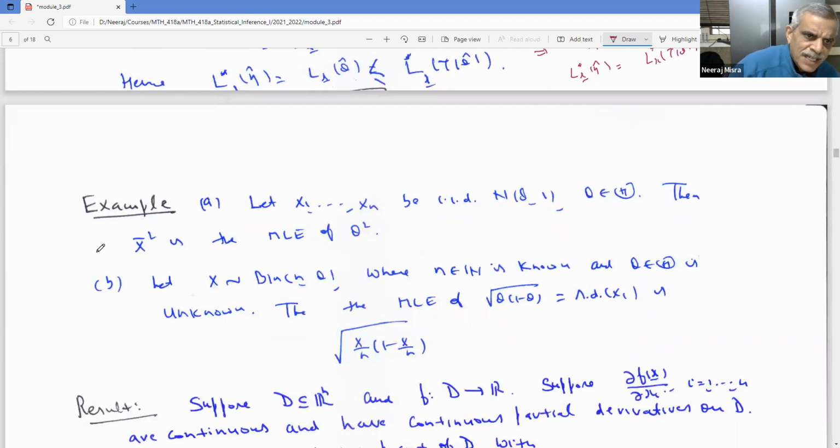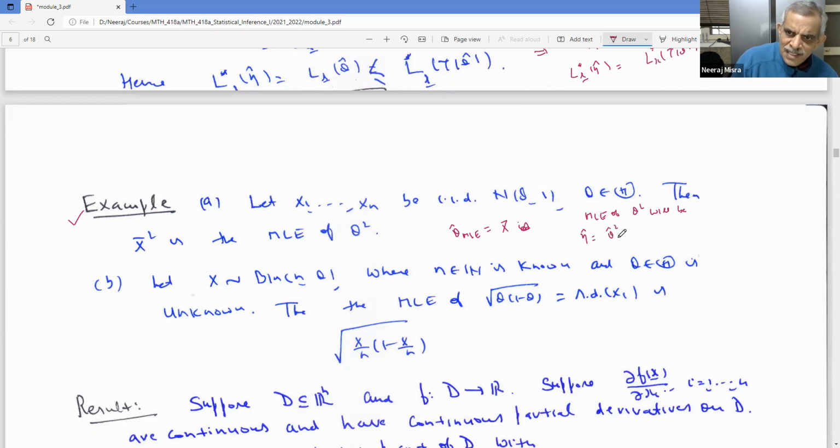So you can just, for example, look at this example. Suppose X1, X2, ..., Xn are IID normal(theta, 1). Then X bar is the MLE of theta, because in the normal(theta, 1) case, you know that X bar is the MLE of theta. So theta hat MLE in this case is X bar. So what will the MLE of theta square be? It will be theta hat square, because your result says that if theta hat MLE is X bar, then theta hat square would be the MLE of theta square, which is X bar square.